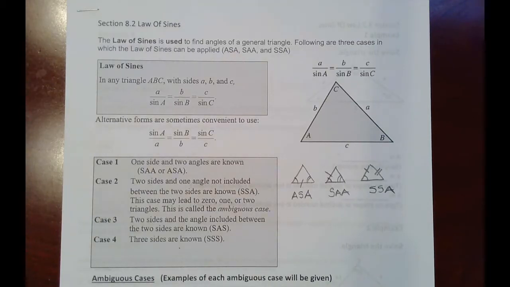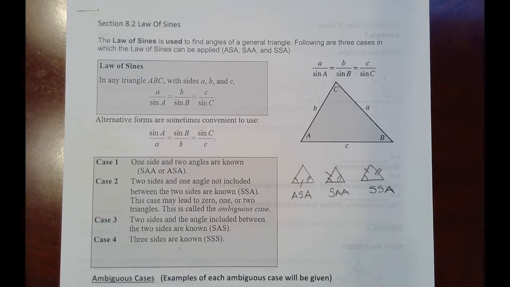Okay, this is the lecture video for MAC1114 Trigonometry. We're in section 8.2 where we're going to take a look at the law of sines. The law of sines allows us to find sides as well as angles for any general triangle. So it's not necessarily a right triangle. It can be used on other types of triangles.